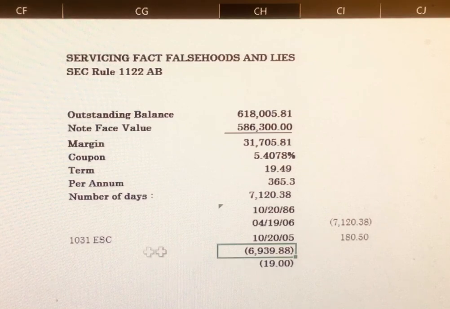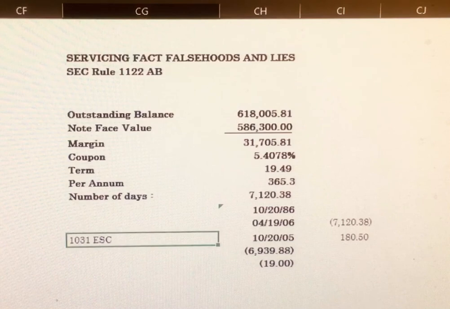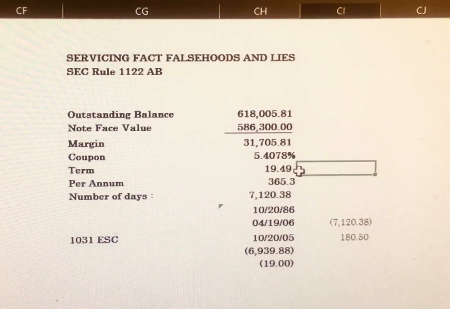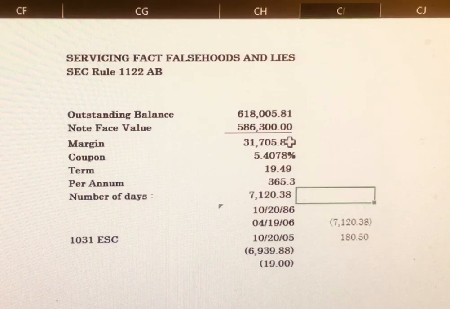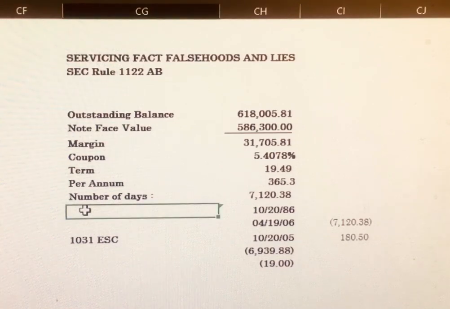So to recap, that was a 1031 exchange. To recap the last, I think you remember all of this, we took the margin and divided it into the outstanding balance. That gave us a number of installments. Then we multiplied that times 365.3, and that gave us a number of days. We converted the margin into a date. It's called Y2K conversion.